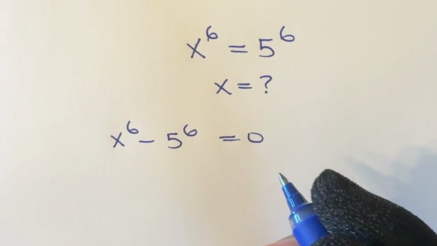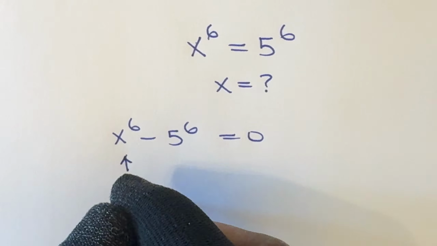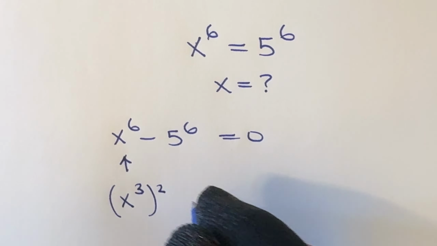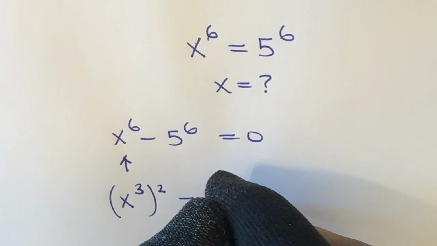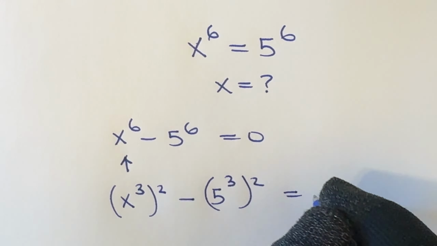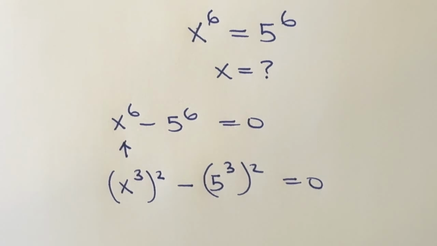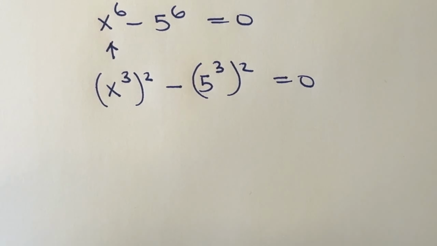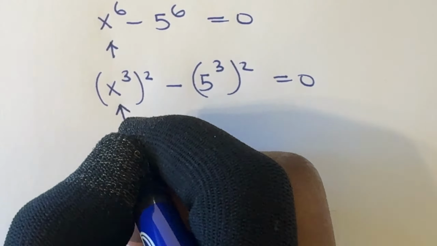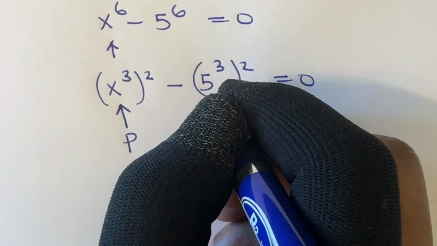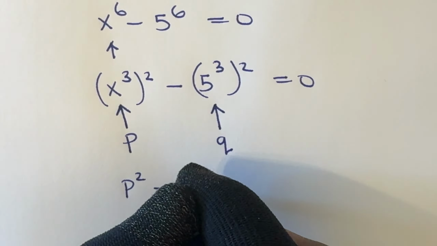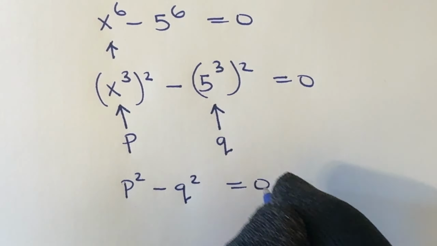We can express this as x raised to power 3, raised to power 2. And we can also do the same for the second one, giving us 5 raised to power 3, raised to power 2, is equal to 0. This then appears to be a difference of two squares, but to make it clear, I will represent this with letter P and represent this with letter Q, giving us P squared minus Q squared is equal to 0.